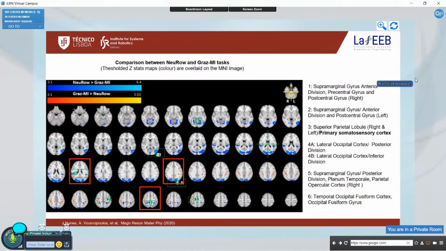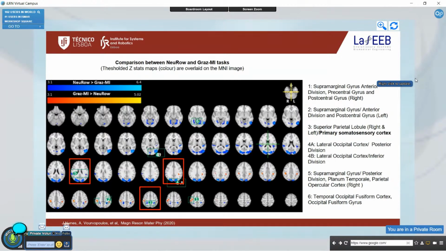So in this figure, we can see the activated areas. With blue is the increased activation of Neuro compared to the Gratz paradigm, and with red is Gratz paradigm greater than Neuro. So what we can actually see, this is of course ongoing work, but what we currently have is an increased activation in multiple areas during the Neuro condition.